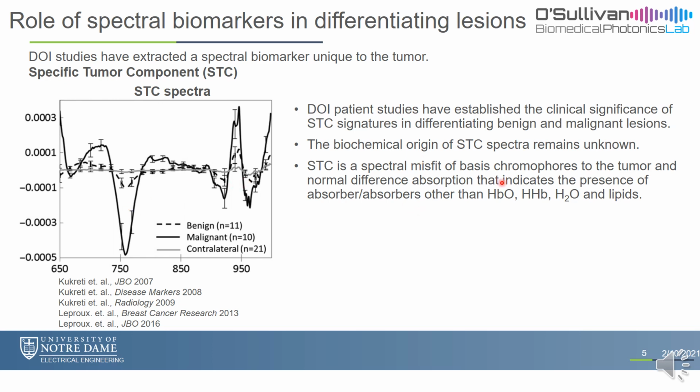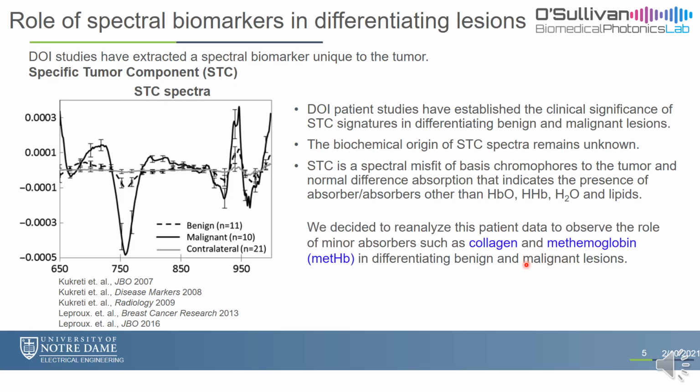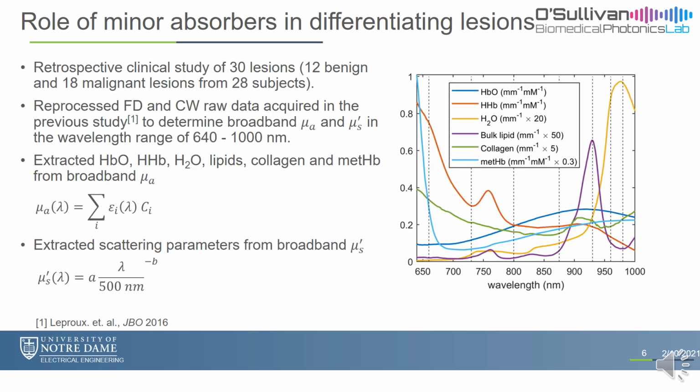Now, the spectra is a misfit of the basis chromophores, which are oxy and deoxyhemoglobin, water, and fat, to the difference between the normal and tumor absorption. So the spectra over here could be indicating the presence of other minor absorbers that are not covered by these four major absorbers. So, what we did in our study is to observe this patient data set to investigate the role of minor absorbers such as collagen and methemoglobin in differentiating benign and malignant lesions.